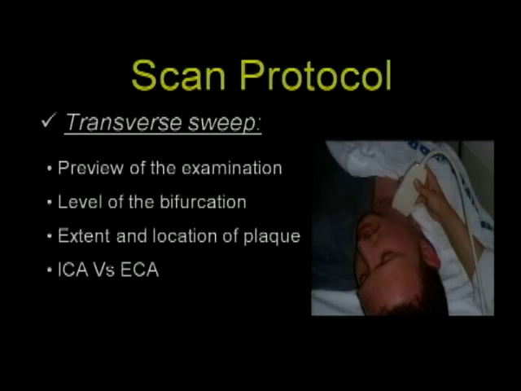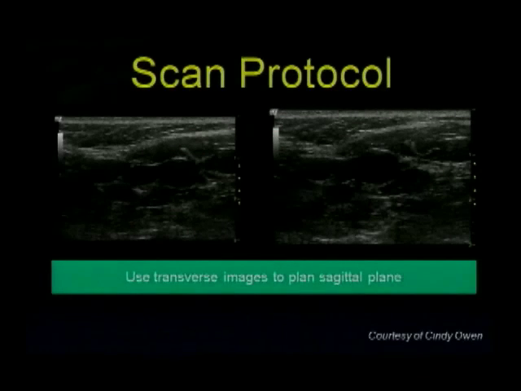Every examination starts out with a transverse sweep, and I think this is important because it does allow you a preview of the carotid artery system. You perform the sweep by starting out at the base of the neck and then moving distally to the angle of the jaw. It can give you information in terms of the level of the bifurcation, as well as the extent and location of plaque. And in most cases, it will allow you to differentiate the internal carotid artery from the external carotid artery.